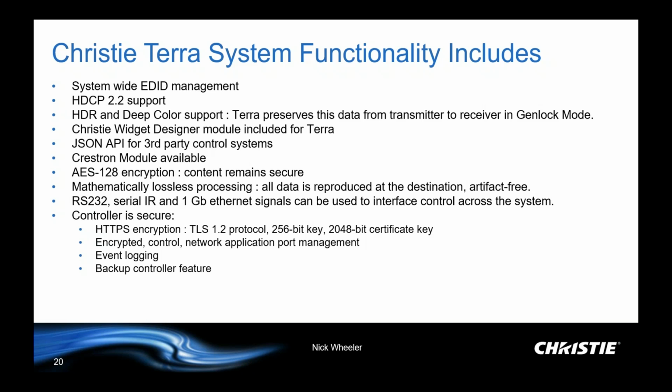The content is encrypted across the network. So not only can it be fiber, which is secure, but it's also encrypted. It's mathematically lossless processing, artifact free. I've already gone through RS-232, infrared, serial and the gigabit signals that can be used to interface control across the system between the various devices connected to the TX and the RX. The control is also secure, so it's encrypted, and we've got event logging and the backup controller feature, where the backup controller will kick in if it doesn't receive a ping or a return from the main controller after a certain amount of time.